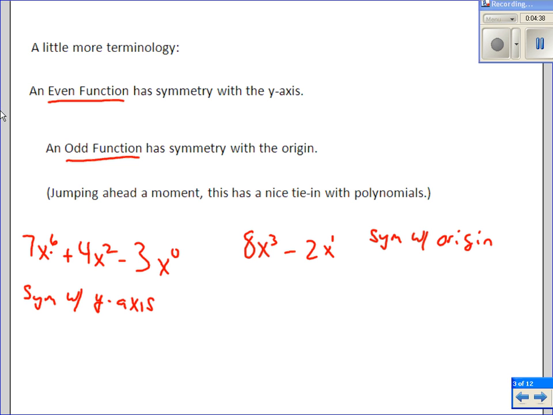So that's just where those terms come from: the even function has symmetry at the y-axis and the odd function has symmetry at the origin.